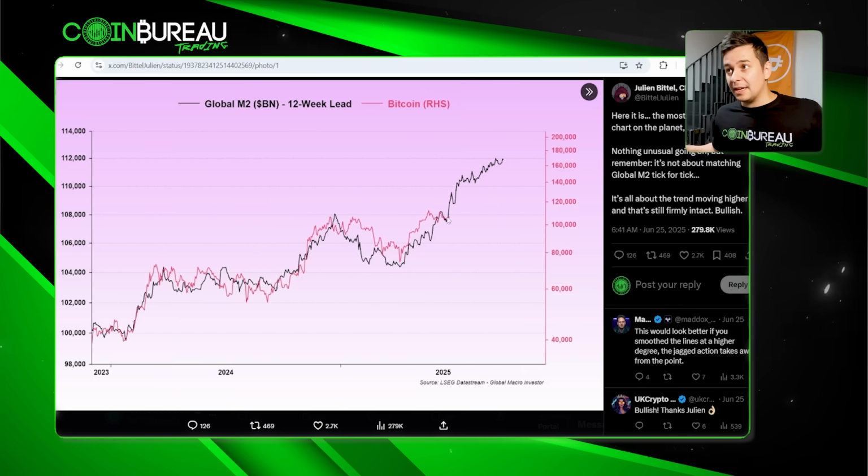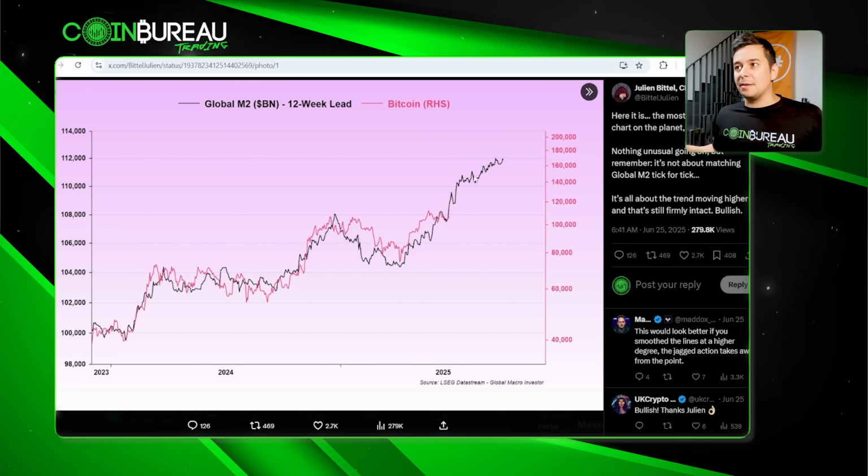So again, going back to the lead-lag, everyone is looking at this chart here, and I'm sure some people are saying, oh well, it looks like liquidity is going to flatten out sometime over the summer, which means that the price is not going to be rallying as high.